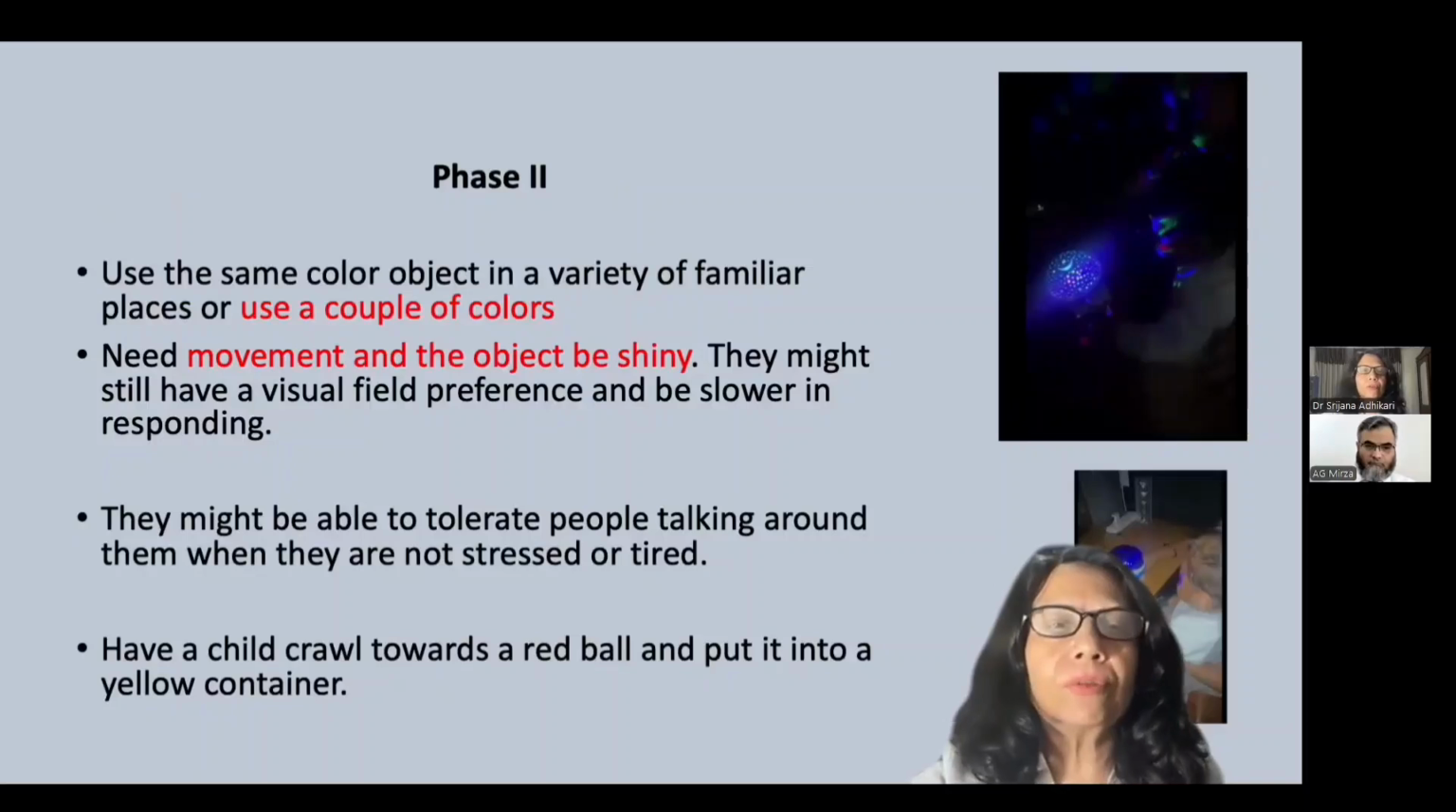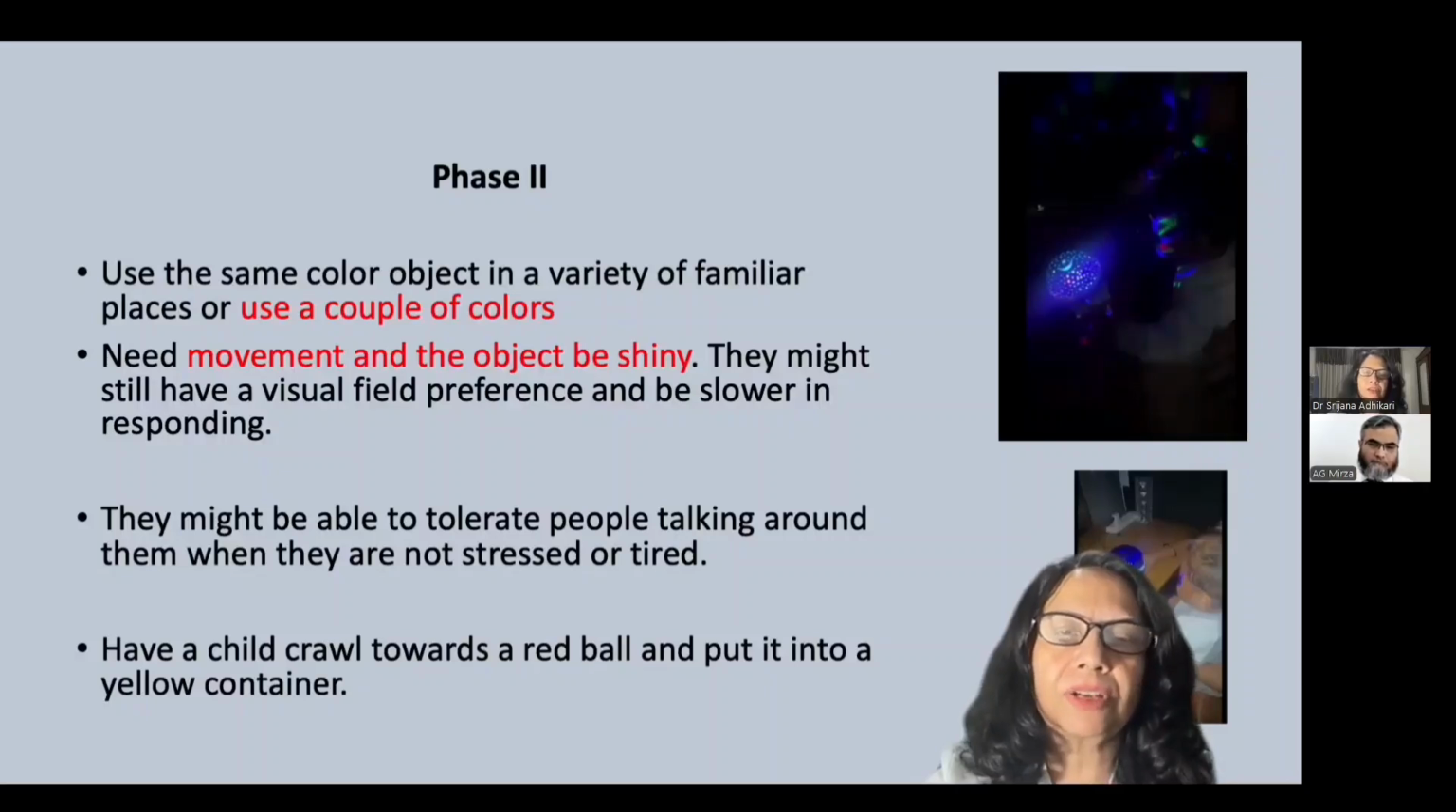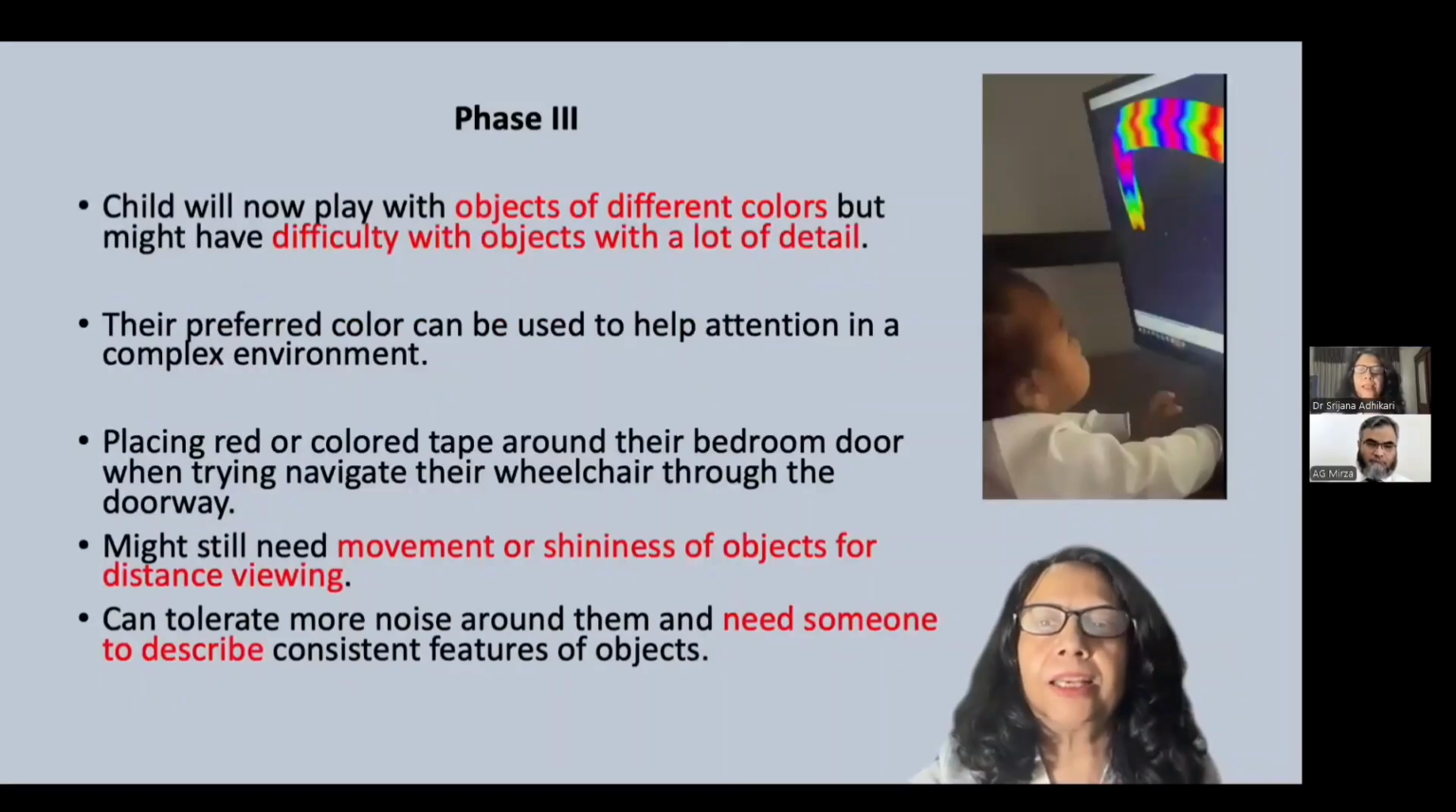In phase 2, they use the same color object in a variety of familiar places, or use a couple of colors, and need movement and a shiny object. They might still have visual field preferences and be slower in responding. In phase 2, the children might be able to tolerate people talking around them when they are not stressed or tired, and have a child crawl towards a red ball and put it into a yellow container. And phase 3 is a little bit better stage.